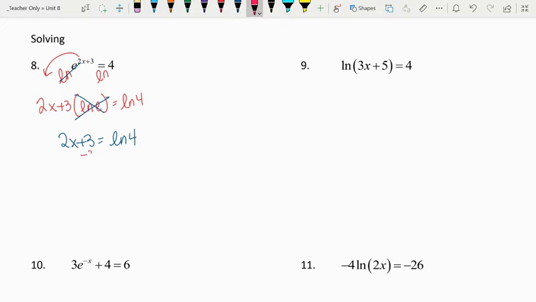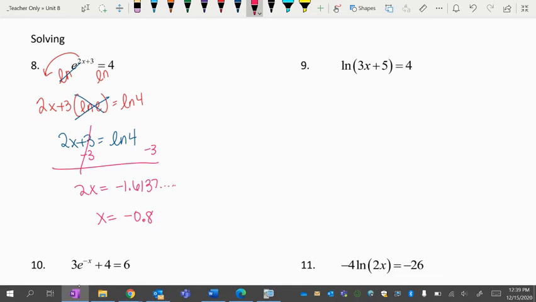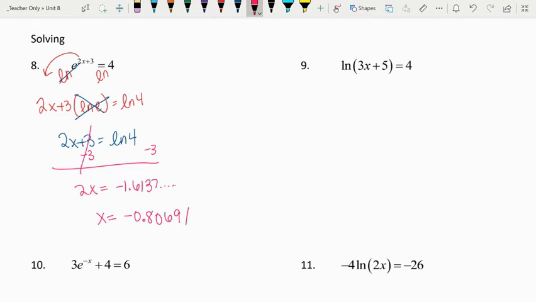And all we have to do is subtract 3. ln of 4 and then minus 3 is negative 1.6137, and so on. If we take that number in our calculator and divide by 2, we get x equals negative 0.8, let's go 4 decimal places, 069.